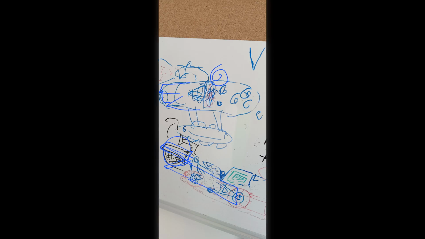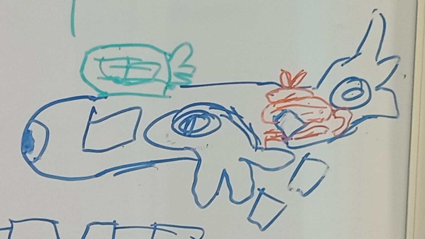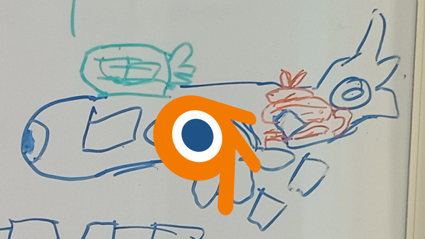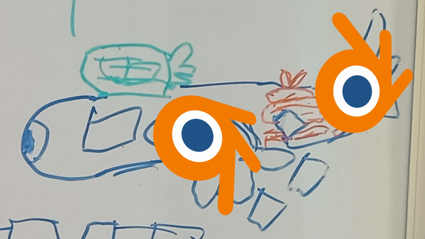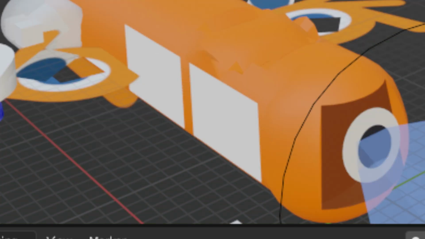For Blender, I made this plane. I thought I could use the logos, these interesting looking wings, and also the tail thing. And it would have the eye that's in the Blender logo at the front, and it's going to be orange, of course. I was experimenting with the idea of having screens on the side.